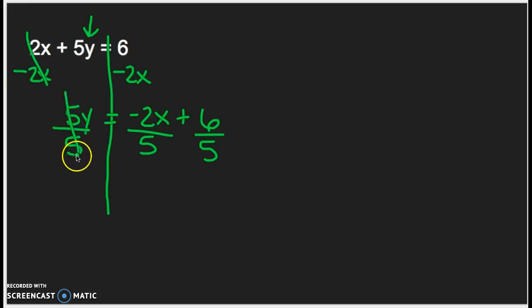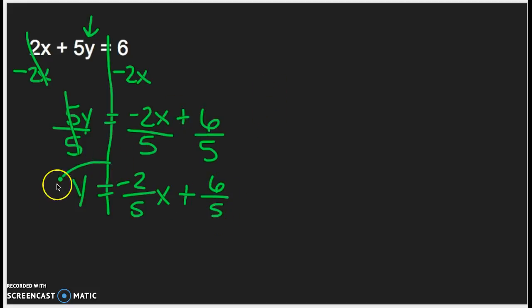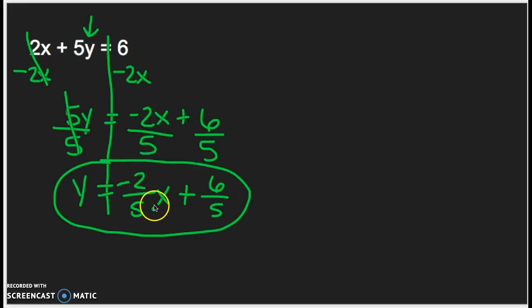Okay? So those cancel, and now I'm left with a y. And then these, I'm just going to leave as fractions. You see how you have a negative 2/5 x? I'm going to leave it like that. And then plus 6/5, I'm going to leave it like that. If you could simplify them, I want you to go ahead and simplify them, but these you can't. So we'll just leave it straight like that.